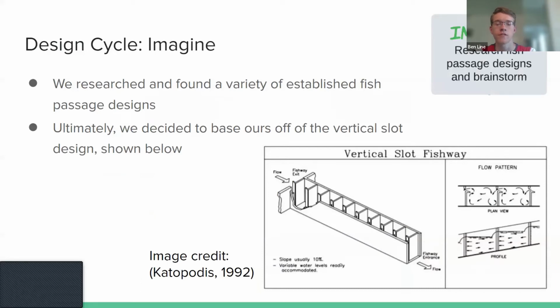The next stage in the design cycle is to imagine. We first researched, we looked at established fish passage designs from a variety of settings. These include the dental fishway, the cone fishway, and the one we decided to go on, which is the vertical slot shown here in the diagram.